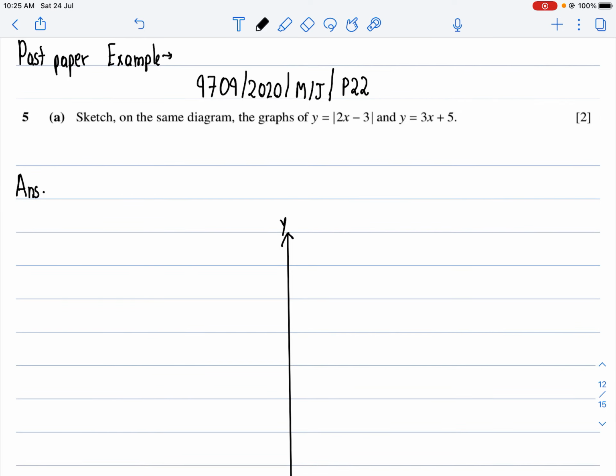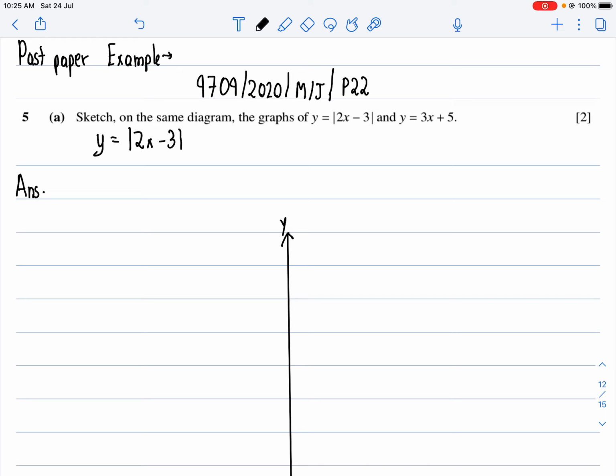Okay, so this was the question in 2020, May, June, paper 22. Okay, so sketch on the same diagram the graphs of y equals to the mod of 2x minus 3 and y equals to 3x plus 5. So first I have y equals to the mod of 2x minus 3.